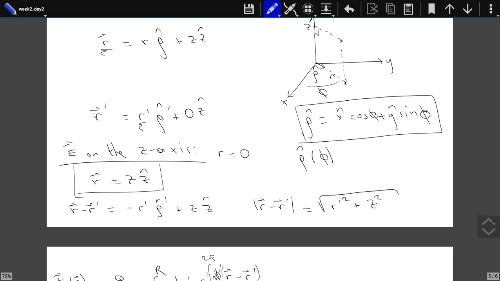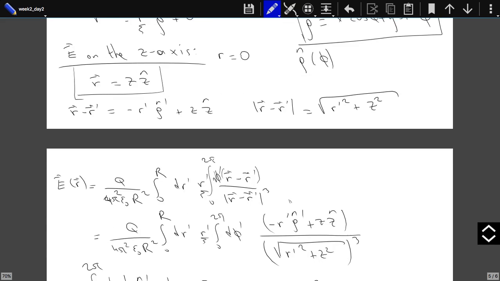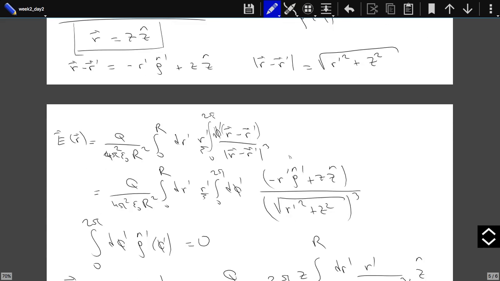And now this vector and this magnitude, I just put in my expression for the electric field. So this was the expression for the electric field. I just copied it, and instead of this vector and this magnitude, I substituted the corresponding expressions. Well, now there is nothing else to do but evaluate the integrals. I started with the phi integral.